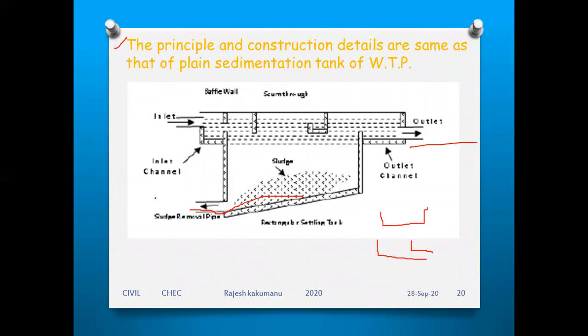Okay, so you can draw this side or that side, no issues. So the inlet channel where the water is making a direction and is flowing into the baffles and is going into the other treatment section. Here the sludge is coming out of the plant.